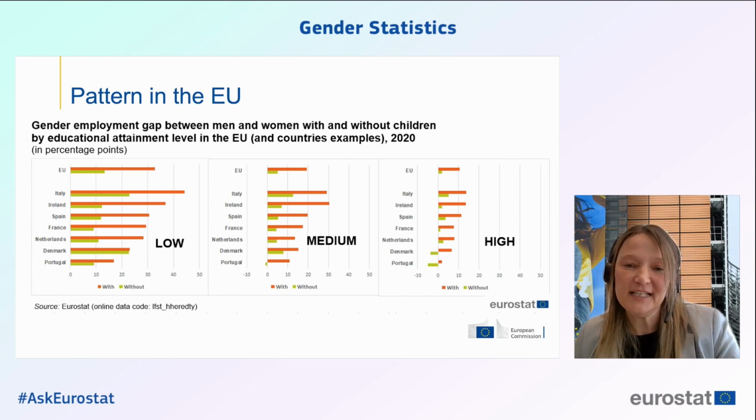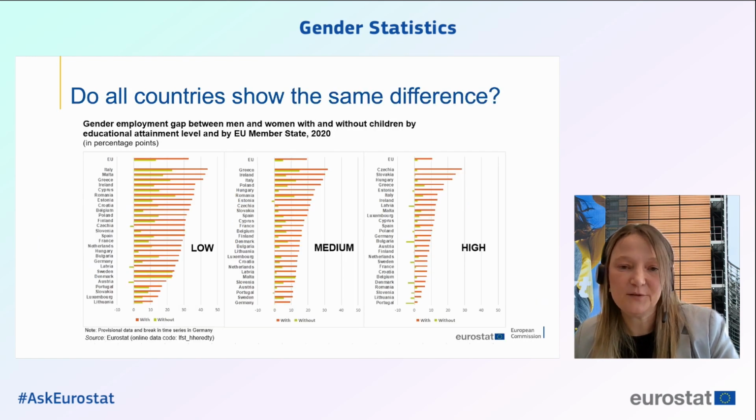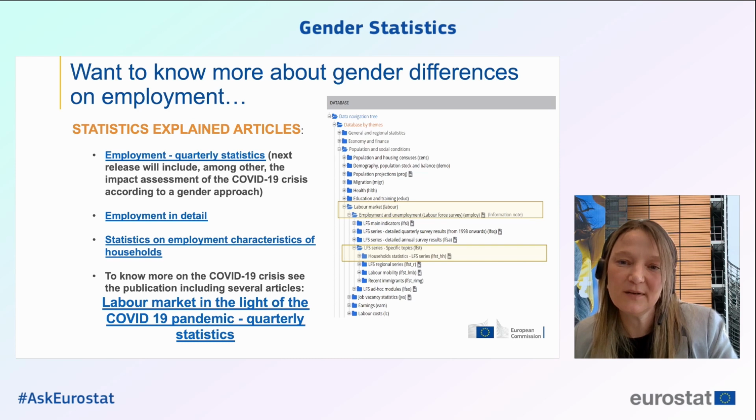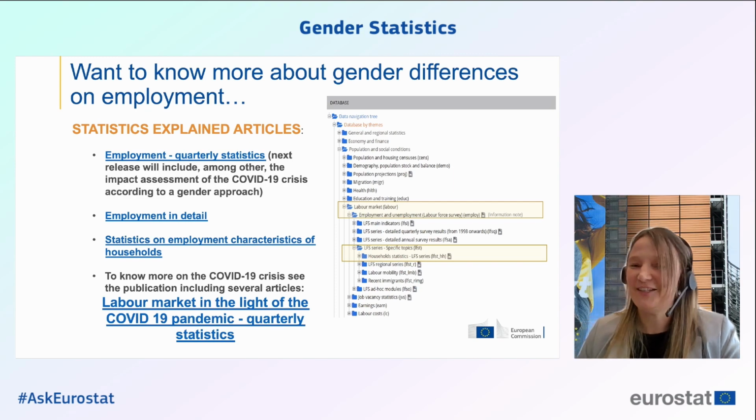And this statement is further explained in the news item Gender Employment Gap Larger for Parents that has just been released this morning. So let's move on to the last slide to see where to find further information. So if you want to know more about the gender differences, you can refer to our main publication, Labour Market in the Light of the COVID-19 Pandemic, Quarterly Statistics, or to the Eurostat database for extracting the data. And thank you very much for your attention.